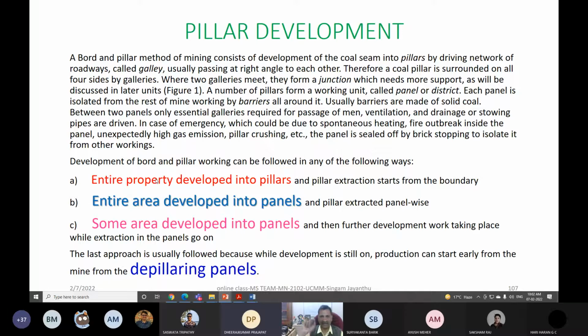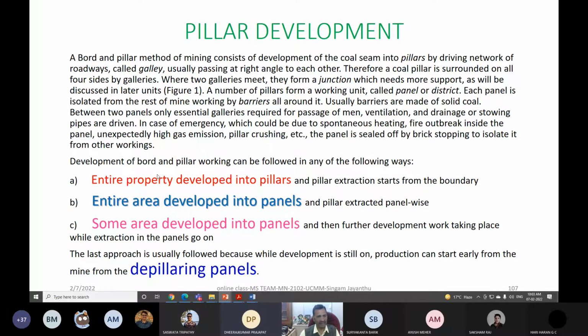Now, for all that, there are design guidelines. There are some guidelines already provided based on our previous experiences in coal mines regulations also, and so many circulars. It is there as a part of underground coal mining methods MN 2102. We all should know about that.